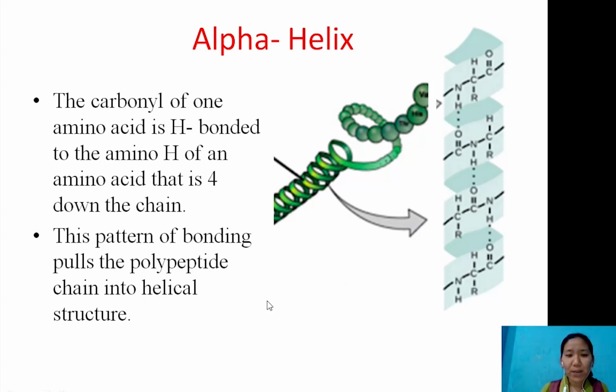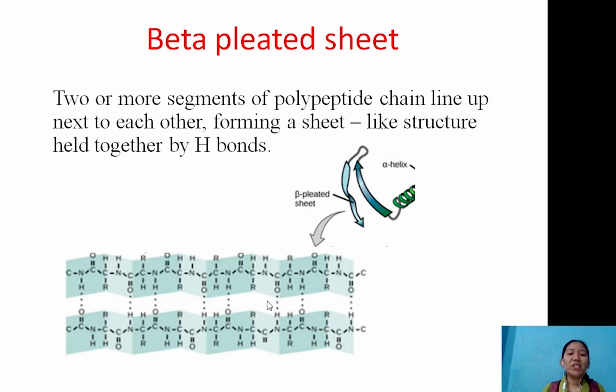Now we have another type of secondary structure, that is beta pleated sheet. In this case, we have two or more segments of polypeptide chain like this. This is one polypeptide chain, this is another polypeptide chain, which are lined next to each other. They form a sheet-like structure, and these two strands, or two segments of the polypeptide chain, are bonded by hydrogen bond here. Again in this case you find peptide bond as well as hydrogen bond.